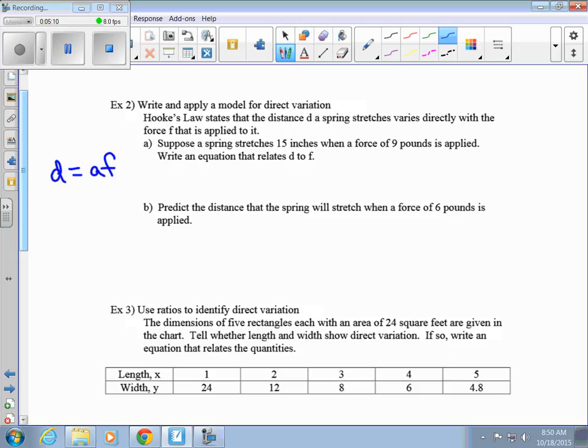Now for part A, it says suppose that a spring stretches 15 inches, and that's the distance d, when a force F of 9 pounds is applied.